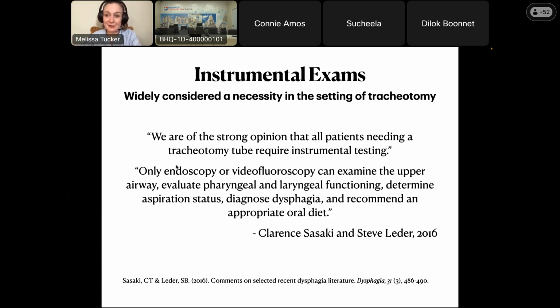Does every single patient who gets a tracheotomy at the facility where I work get a FEES? No, they don't. Certainly not a previously healthy patient who's getting a tracheostomy for sleep apnea or something like that. But most patients who have some upper airway complication or critical illness and have a tracheotomy could benefit from a FEES or a video fluoroscopic swallow study.